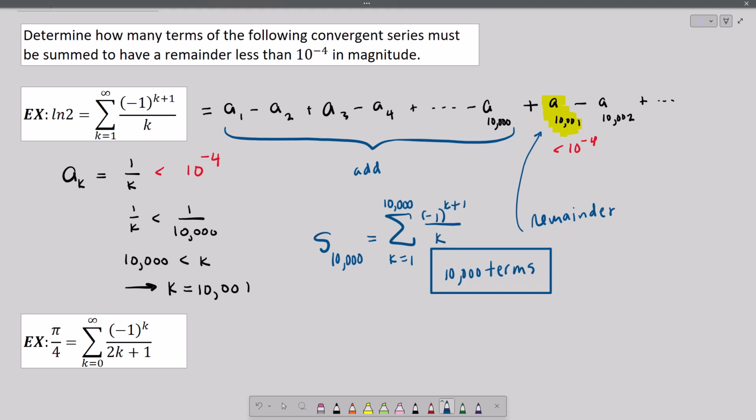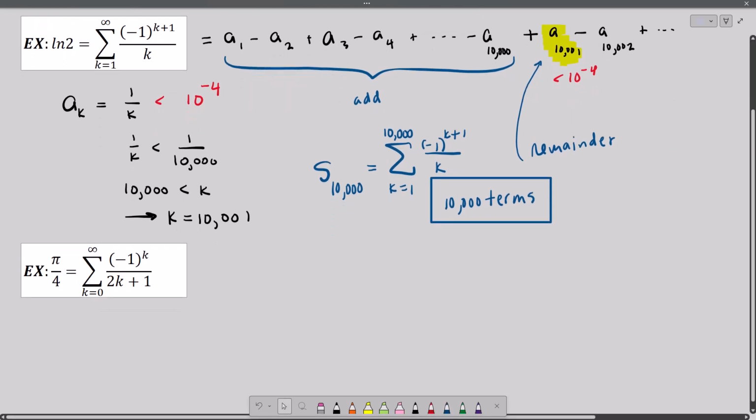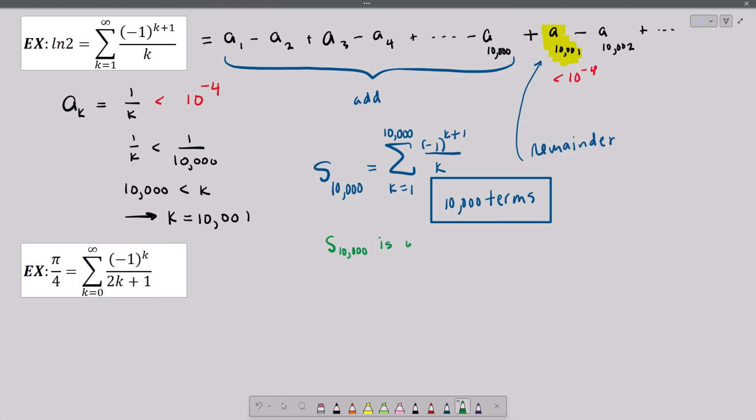So what this means in words, you could say this. You could say S sub 10,000 is within 10 to the negative 4 of what it converges to, natural log of 2. So that's how you should be thinking of it. If we know that the limit is natural log of 2, we're going to be within 10 to the negative 4 of that if we add up the first 10,000 terms.